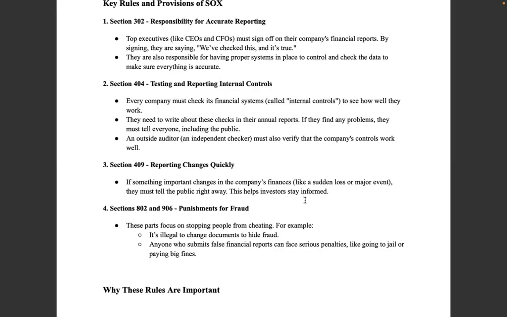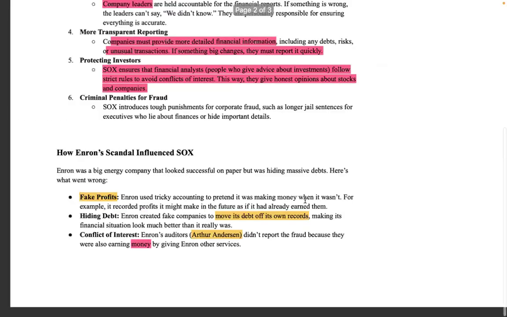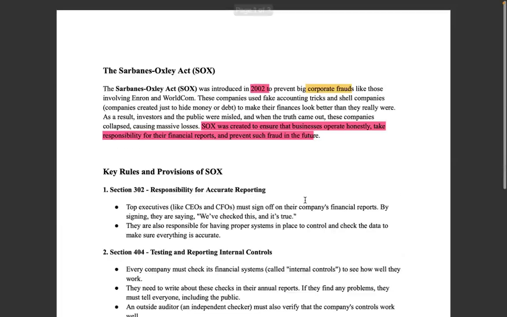And if your fraud is discovered, then you will be imprisoned, or you will have to pay big fines. It's illegal to change documents to hide fraud. Anyone who submits false financial reports is going to face serious penalties. Now, these rules, of course, why are they important?